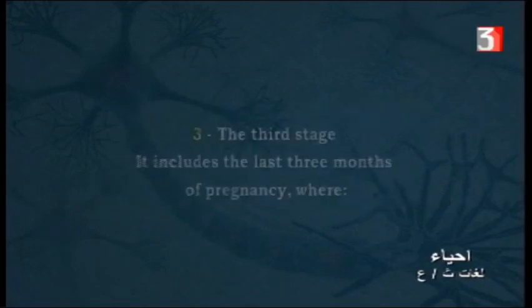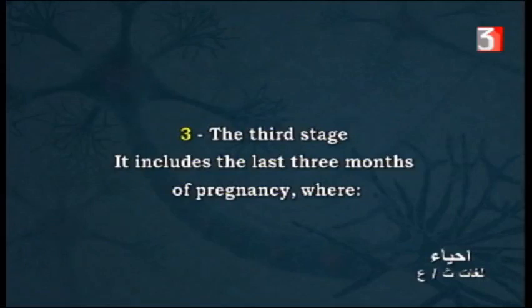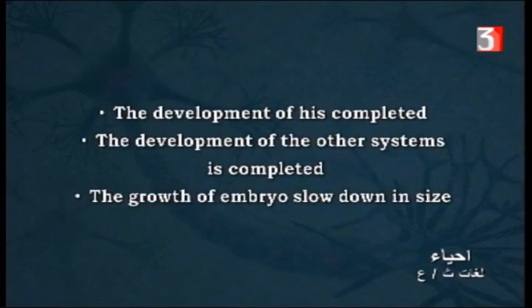The third stage includes the last 3 months of pregnancy, where the development of the sensory organs is completed, the development of the nervous system is completed, and also the development of the reproductive organs and the other systems is completed. The respiratory system, by the end of these months, must be completed to allow the baby to respire by the presence of the 2 lungs. Also, the growth of the embryo slows down in size.